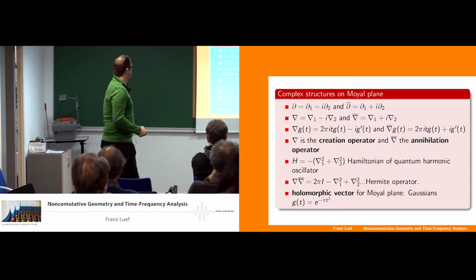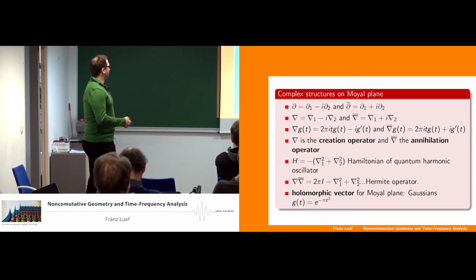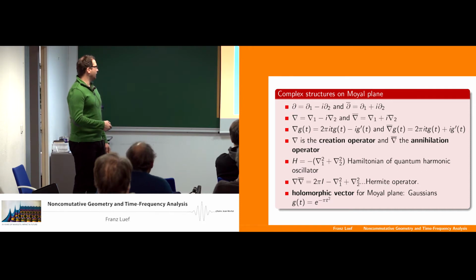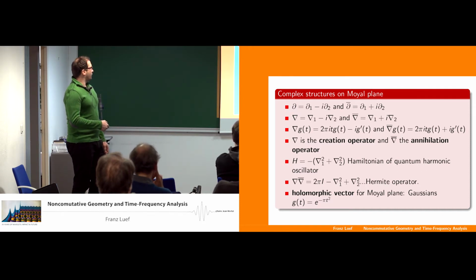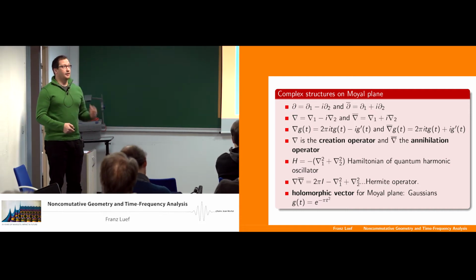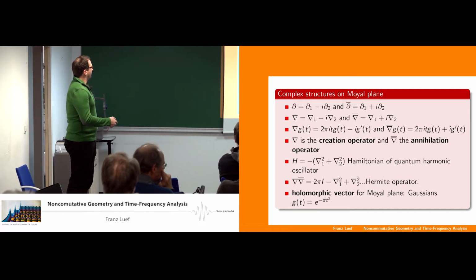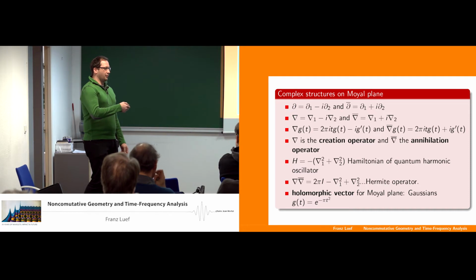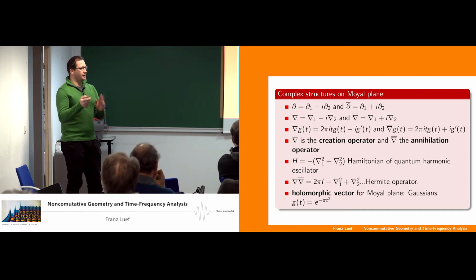And then you can play around a little bit and look at what these operators d and d bar and nabla, nabla bar do. And then you observe that you get the creation and the annihilation operators for nabla, nabla bar. If you take the Laplacian for the connection, you get the harmonic oscillator, the Hamiltonian of the quantum harmonic oscillator. If you take nabla, nabla bar, you get the Hermite operator, and the holomorphic vectors are precisely the Gaussians. So, for example, if you look at what d bar does on the inner product, it's precisely multiplying it with 1 plus x squared plus omega squared times V_g f.